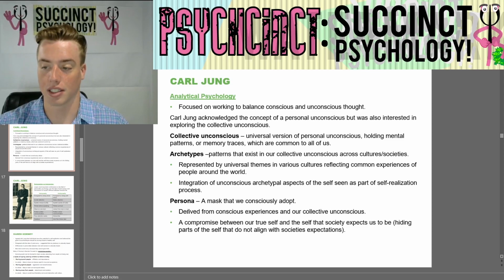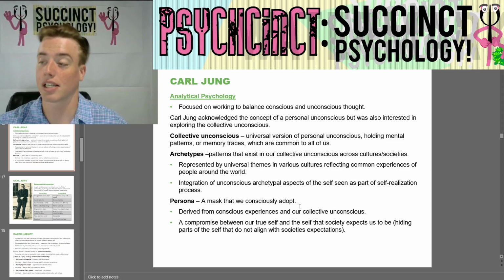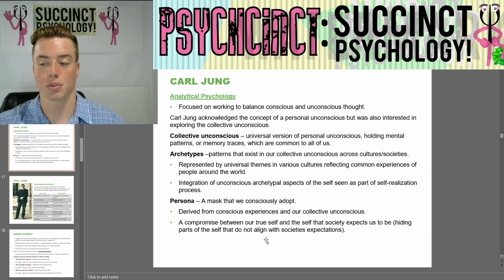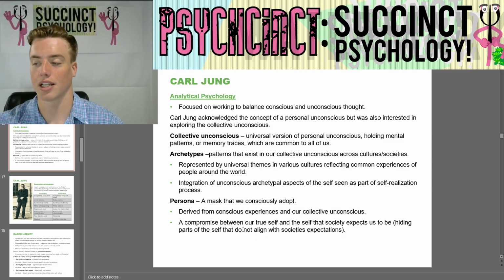Now, persona is a mask that we consciously adopt, remember that from the beginning of the chapter, derived from conscious experiences in our collective unconscious, and a compromise between our true self and the self that society expects us to be. So hiding parts of the self that do not align with society's expectations, so like wearing a mask.